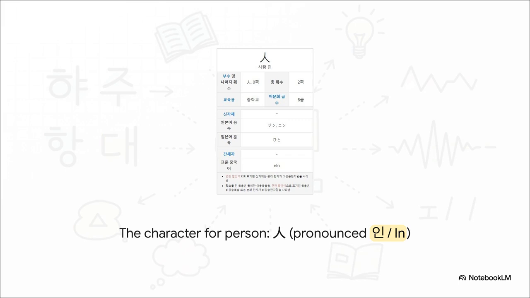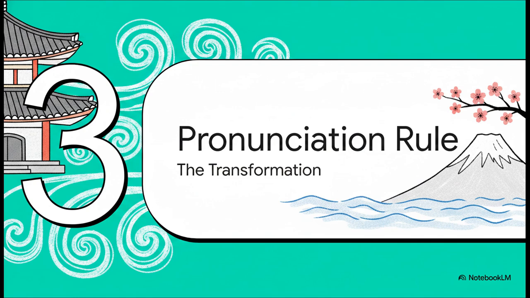Take the character for person. It's a super basic, 8th grade level character made of just two simple strokes. In Korean Hangul, the sound for this Hanja is "in," pronounced in, right? Just keep that sound in your head for a second. Which brings us to Part 3, the pronunciation transformation rule.